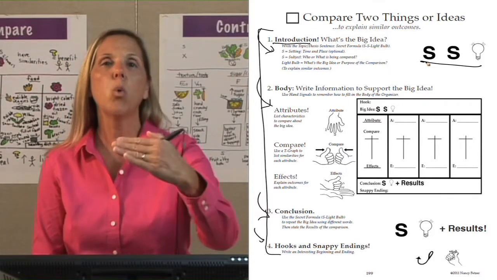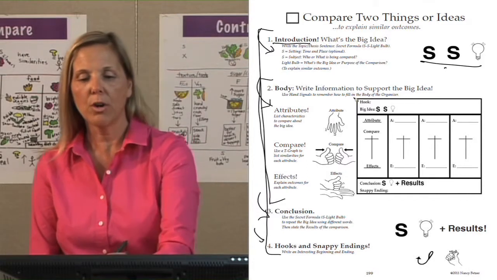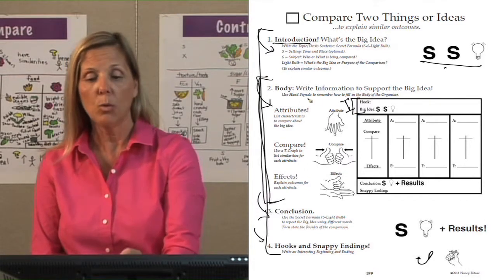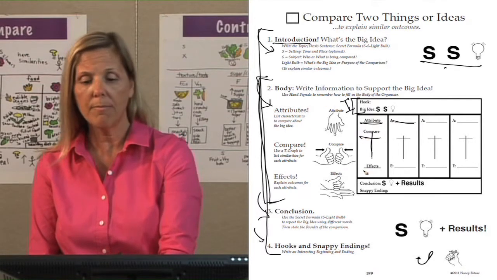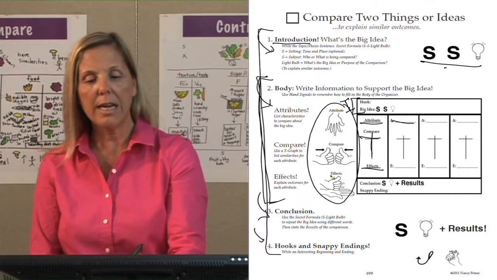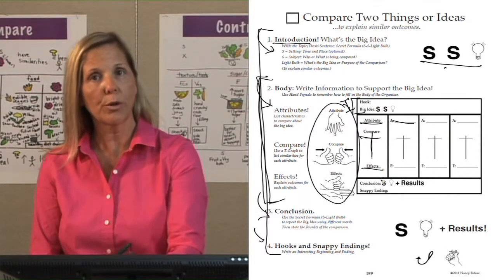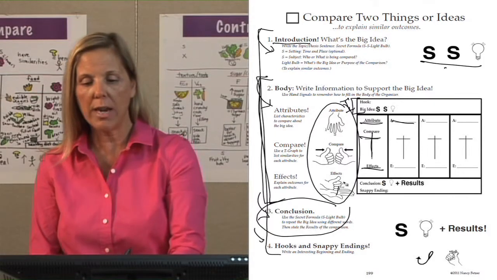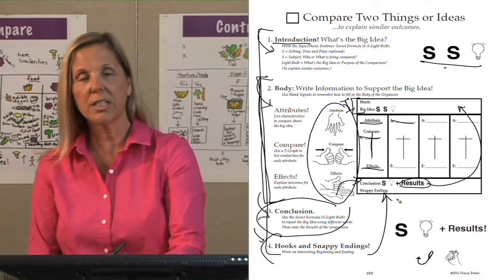We're using the question that was asked in order to form that big idea, and we're going to fill that in our introduction. Then we go to the body. We have to identify attributes, make comparisons to them, and then show the effect. Our hand signal helps us remember what we need to fill in and the order in which we fill it in. At the bottom, we have our conclusion. And then finally, the last step is the hook and snappy ending.